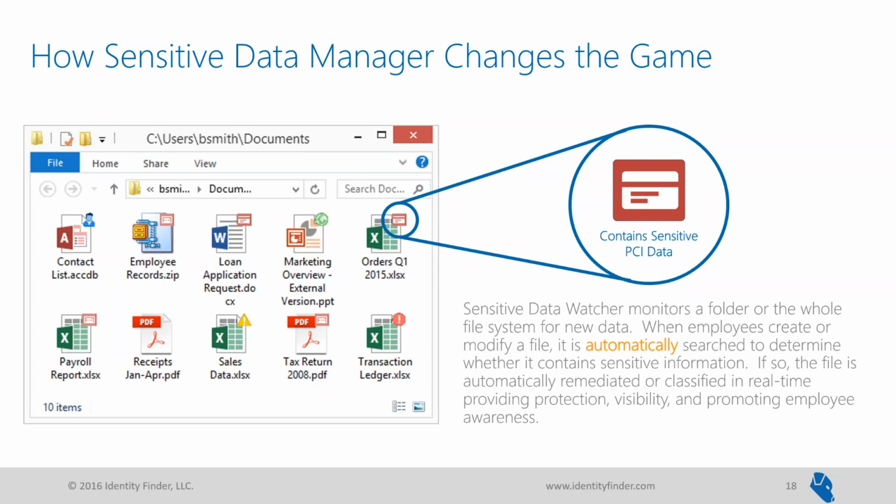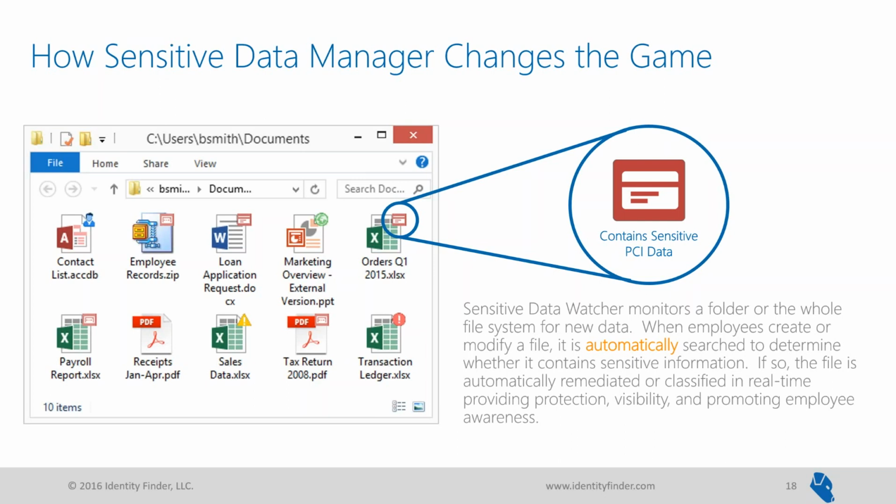So what you see here is a much different type of interface. This is just Windows Explorer. Instead of having to load up our interfaces and learn about your data, the idea is this is all happening behind the scenes. Sensitive Data Watcher monitors whatever folders or entire file systems for new data, and as it gets created or modified, automatically behind the scenes, the Sensitive Data Management Engine figures out if there is sensitive data in the file, and then it automatically applies classifications based on your definitions to that.